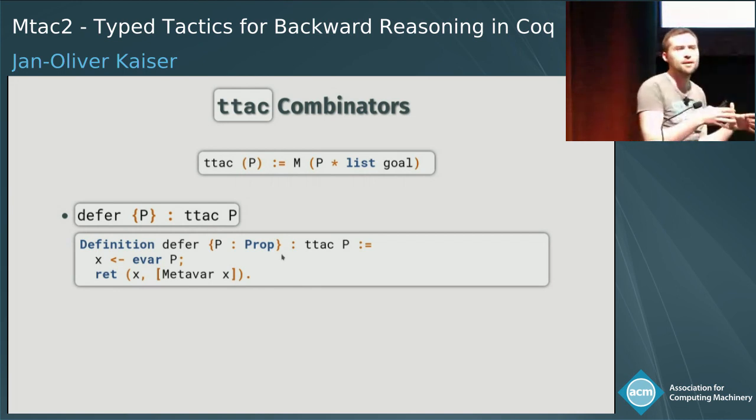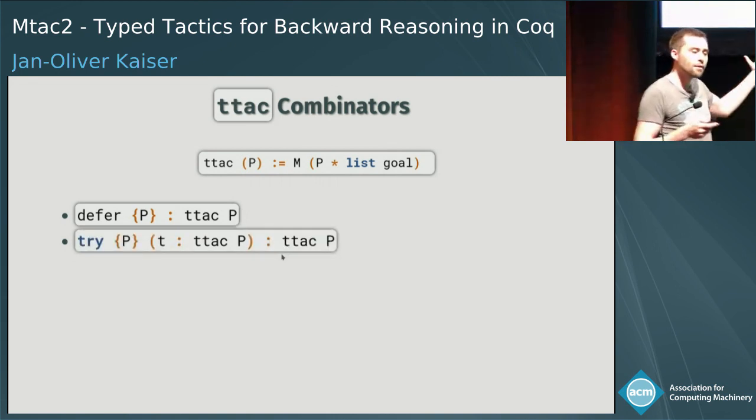We call Mtac's primitive to create a new existential variable and return this, which is now just a hole, as our proof term. And then, of course, we need to account for this new dynamic subgoal by simply wrapping this hole in this one constructor of the goal type and returning the singleton list of dynamically spawned goals.